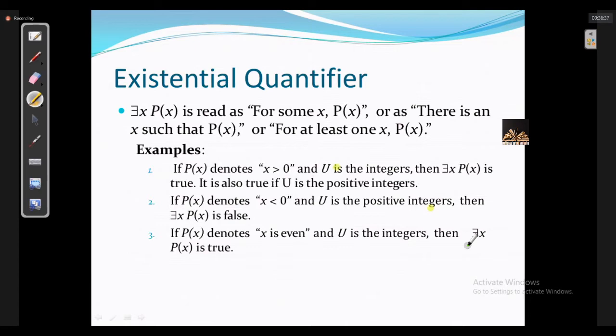Okay? Do you understand the difference between the existential quantifier and the universal quantifier? Respond in the chat box. This example should clear your doubts. You can note down the examples. Existential quantifier means some cases only.